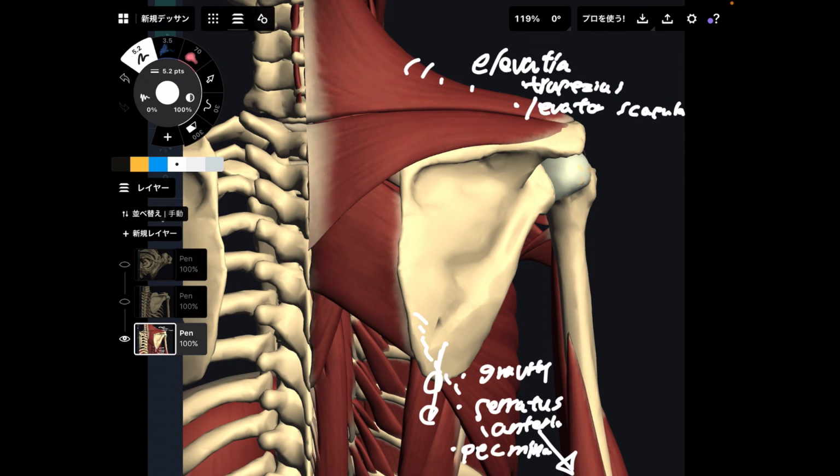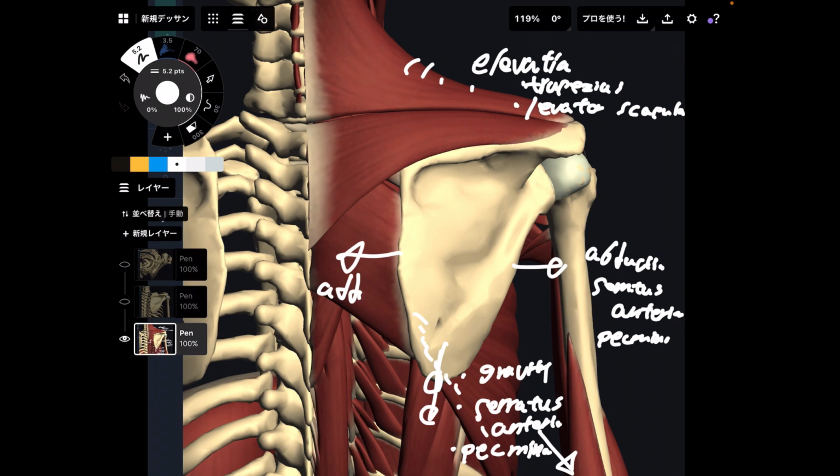Elevation and depression, down. What about scapular abduction? Okay, scapular abduction is serratus anterior and pec minor. Serratus anterior and pec minor, again, it looks like they are important for scapular movement, don't you think? What about going inside, adduction? Okay, that is trapezius, particularly the middle fiber, and rhomboid.